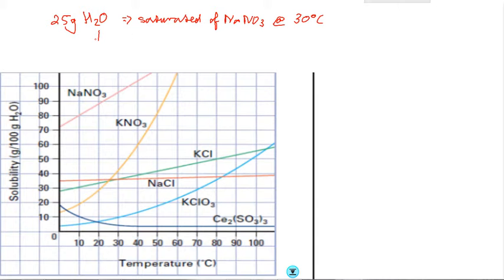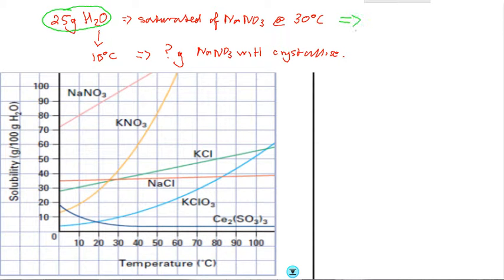And then we're going to cool it down again to 10 degrees Celsius. So the question therefore is, what mass of the sodium nitrate, the NaNO3, will crystallize out? In other words, what mass will lie at the bottom. Now the key thing here is that suddenly instead of having 100 grams of water, we only have 25 grams of water to dissolve it in.